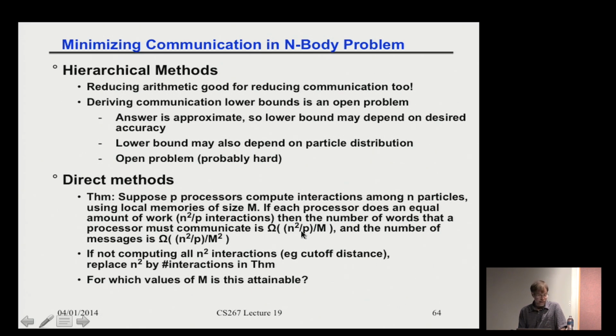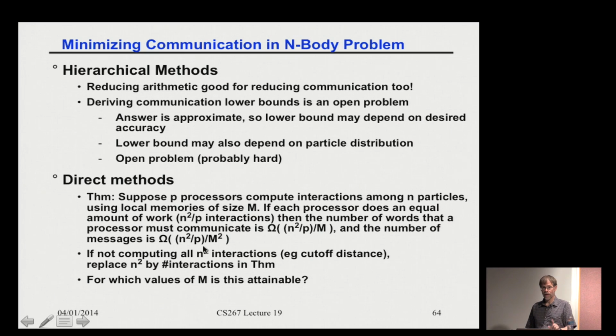And that seems like asking a lot, to be able to send all the messages of maximum size, but that's the lower bound, and we will attain it. Okay. So as I said, if I'm not doing all n squared interactions, if you have a cutoff region or something like that, it's the same theorem. All I have to do is replace n squared, the number of interactions, with the actual number of interactions, whatever that is, some small fraction of n squared. It's the same lower bound. So the question is, how do I attain this?